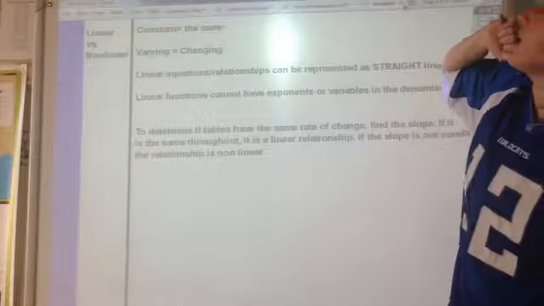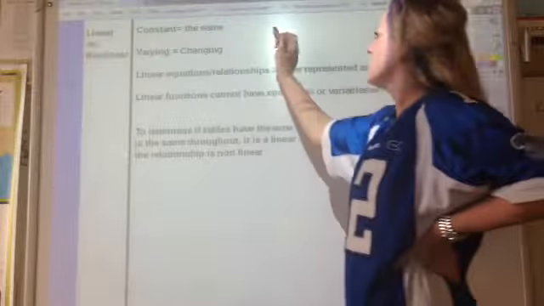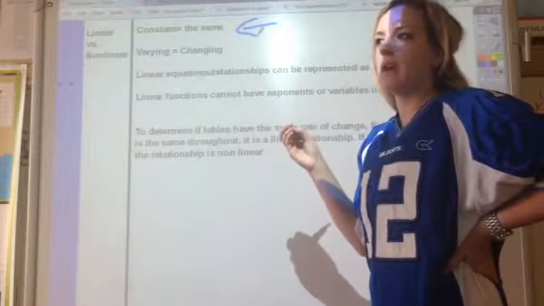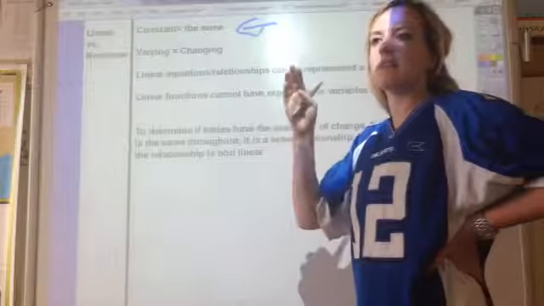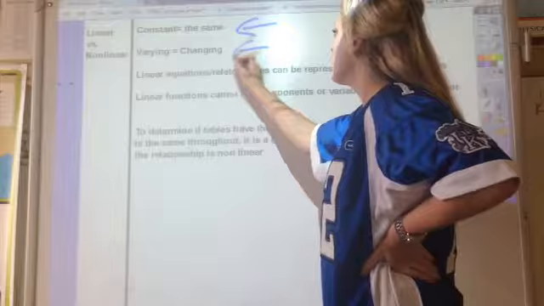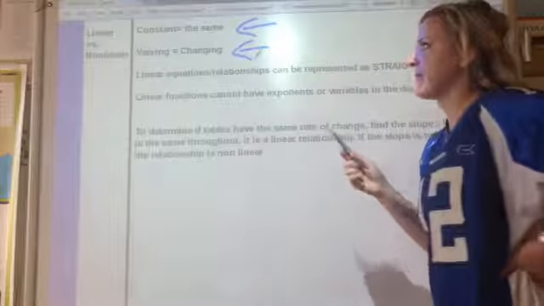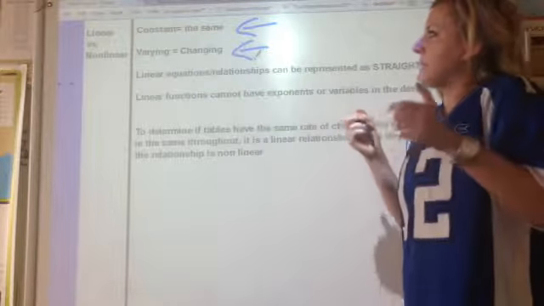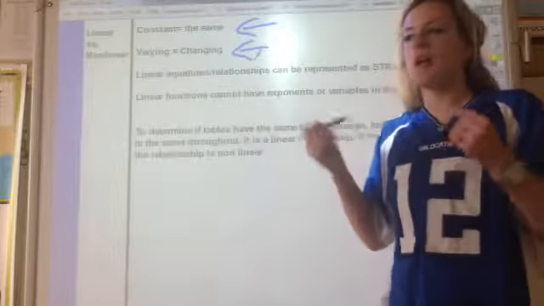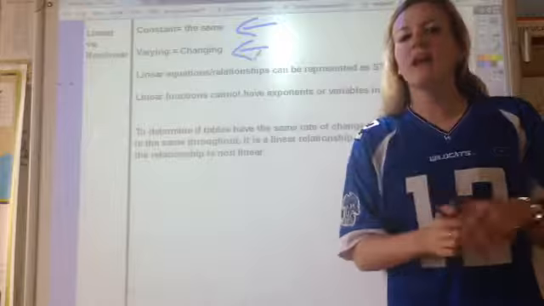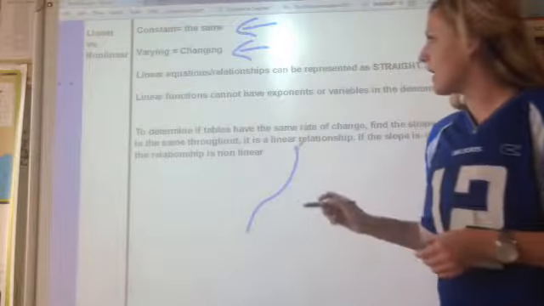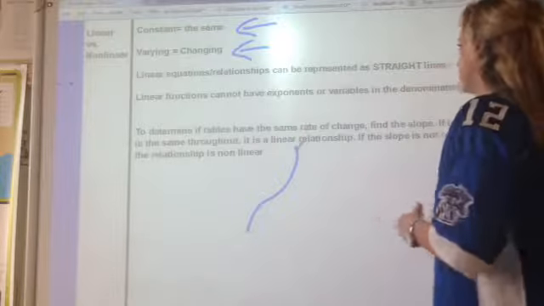All right, so when I say the word constant, I'm talking about the same. If I say a constant rate, it means it's increasing or decreasing at the exact same points every single time. If I say varying, that's going to mean a changing relationship, and that's what we're talking about. Linear relationships are constant. Lines will increase by the same values every single time, versus nonlinear have varying relationships. The lines will change, they'll look crazy, they won't have the same values every single time.